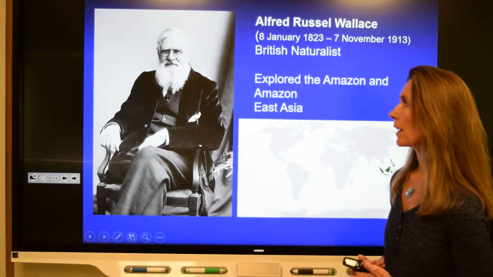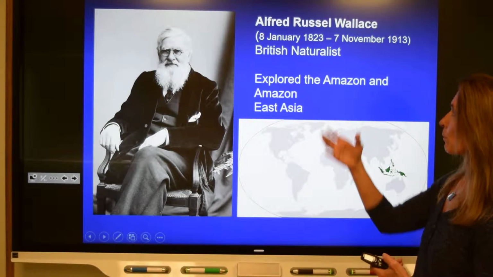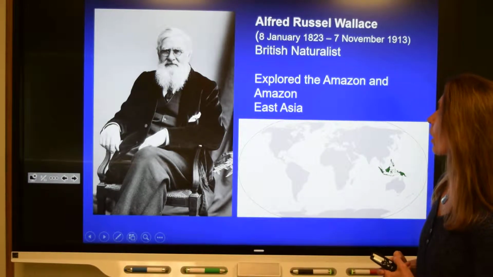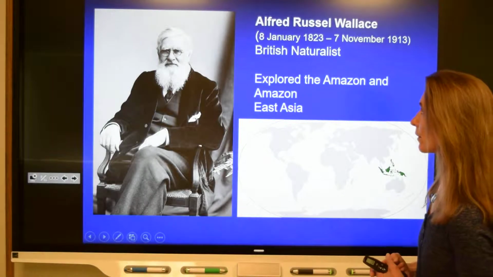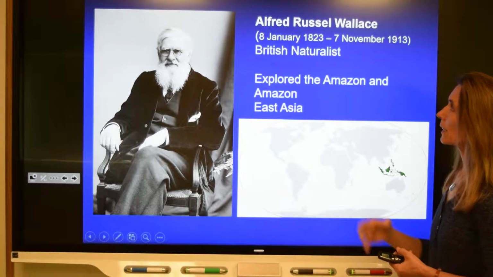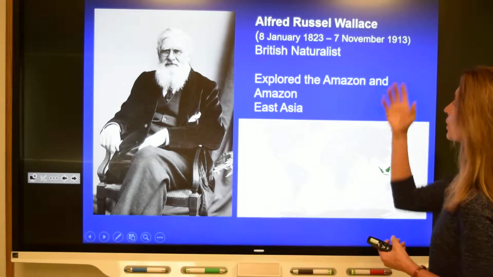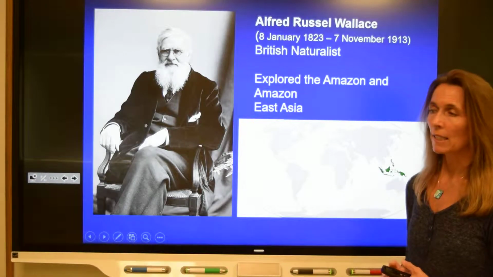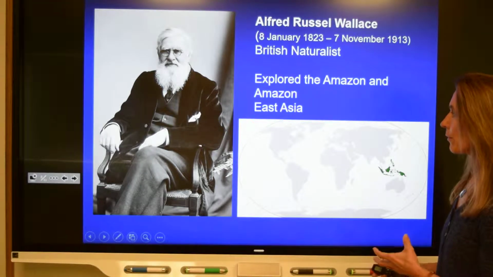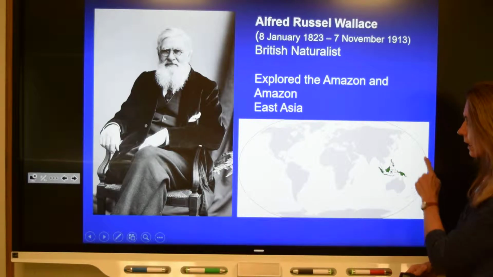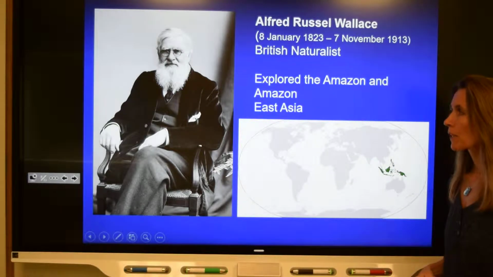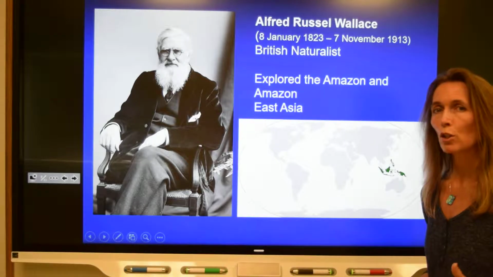And it was another British scientist, Alfred Russel Wallace. He was also a British naturalist, and he lived from 1823 to 1913. His studies, very similar to those of Darwin, were mainly conducted here in Southeast Asia, and he came to similar conclusions.